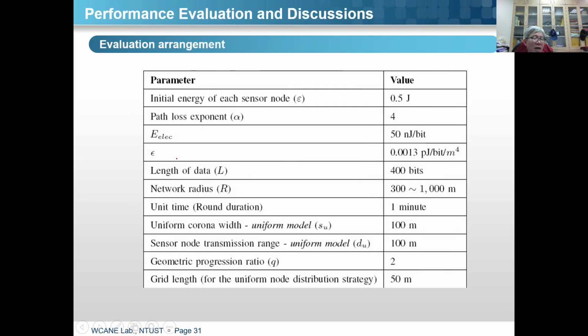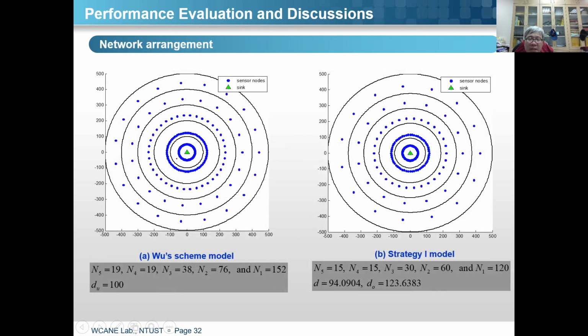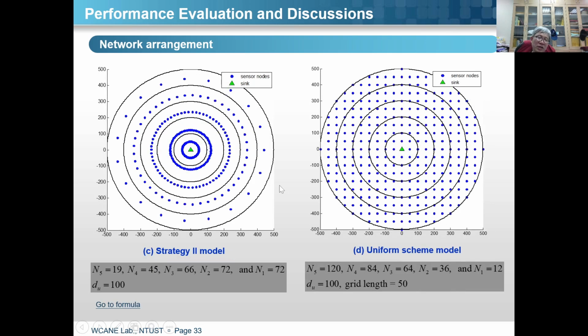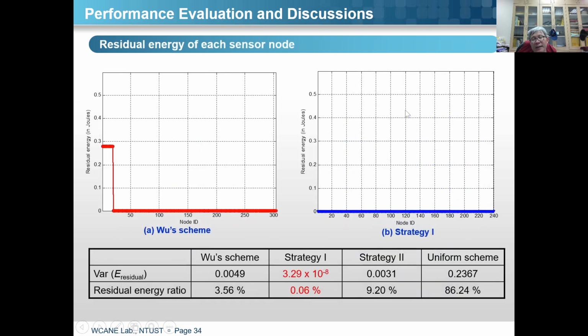And here we have the parameter settings. To get a vision of the possible deployments, the Wu scheme and our strategy 1 look almost similar, but later we can show you the difference. And as for our strategy 2 and uniform, here you can see we have a uniform deployment, right? And this is the performance on residual energy. In the Wu scheme, we have residual energy. But for our strategy 1, we don't have residual energy because we can achieve balanced energy depletion.